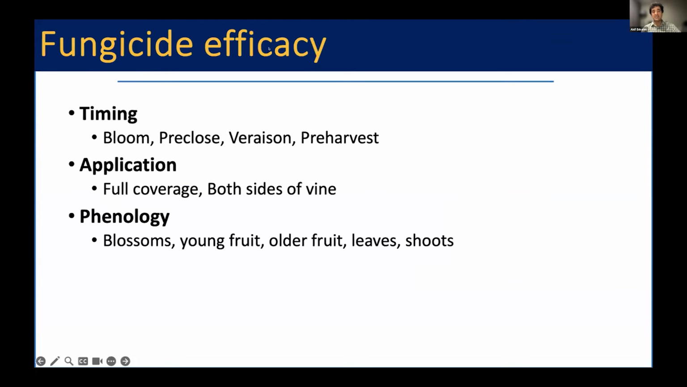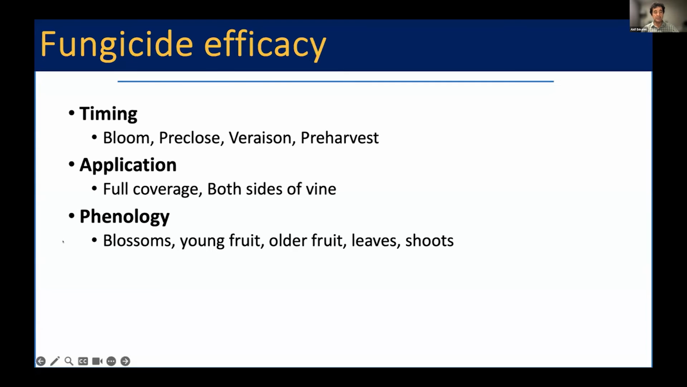So in order to have fungicide efficacy, timing is important. We usually apply at bloom, pre-close, veraison, and pre-harvest. These are the time points that you may want to target if you have one of those susceptible cultivars in the microclimate. Again, as I mentioned earlier, full coverage of both sides is very, very important. It doesn't matter how good a pesticide you have. If you don't have good coverage, you are wasting your money, chemical, and time on that one.